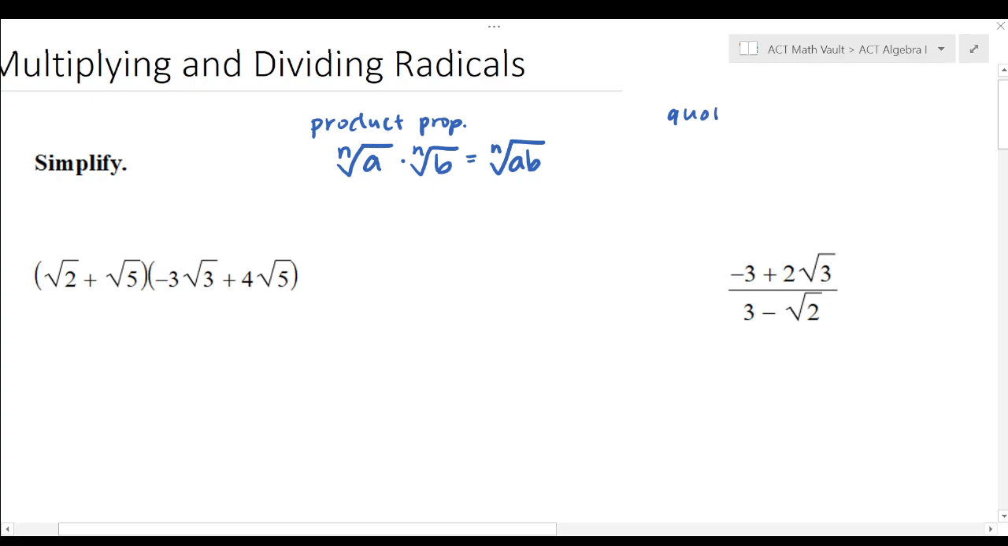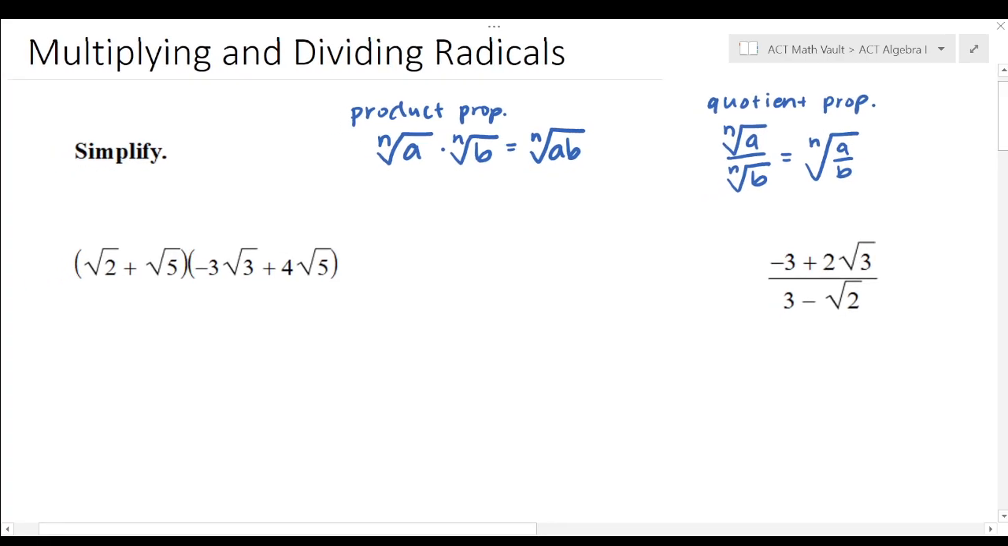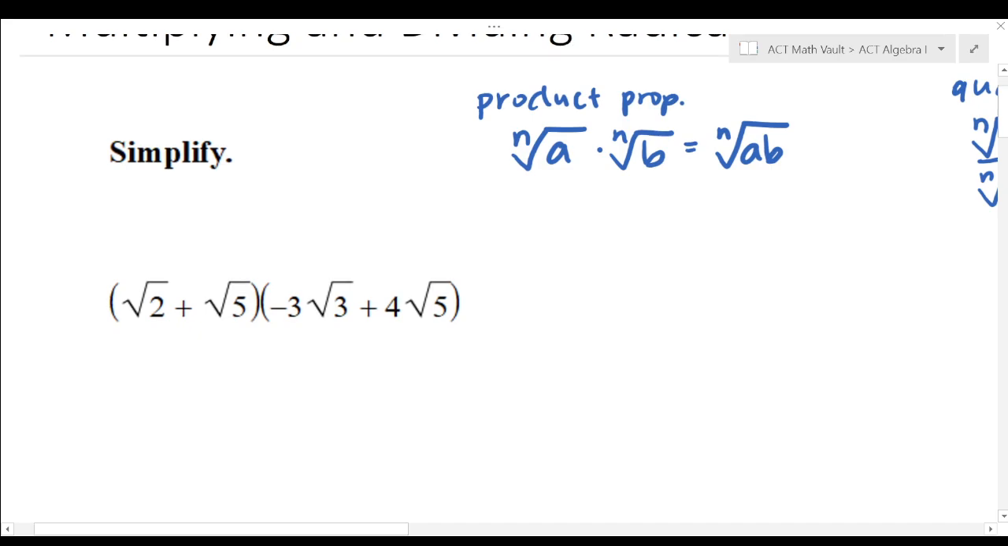There's a quotient property which says if you take the nth root of a over the nth root of b separated, once again, it would be the same thing as nth rooting the a over the b. So that is helpful in certain situations. The product property helps us do this first one.